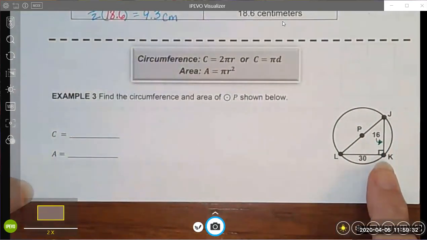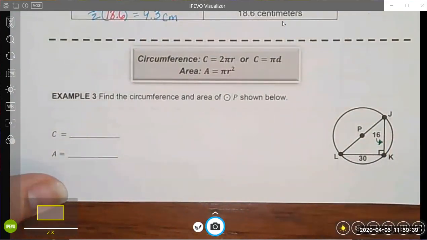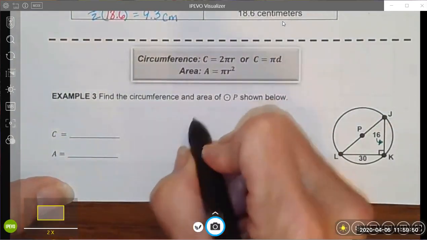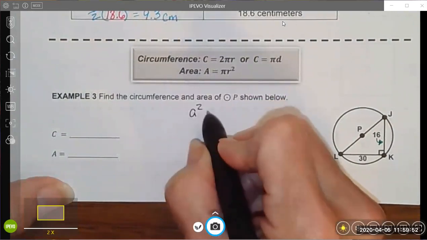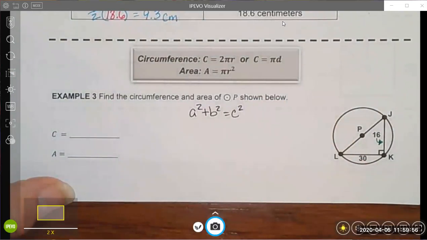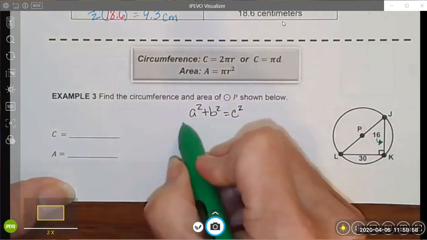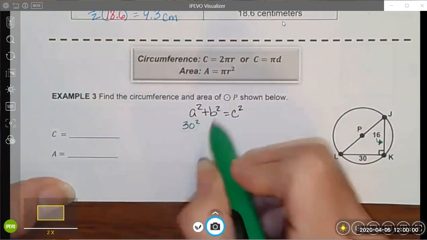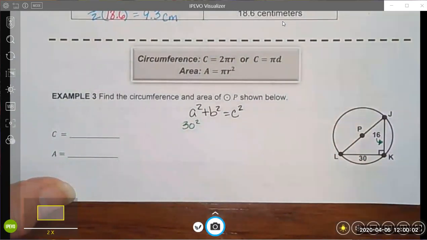I also notice that there's a right angle here. And when given a right angle and the measure of two of its legs, I can use the Pythagorean theorem to find the length of the hypotenuse. The hypotenuse in this circle being the diameter. So I'm going to do that now. I'm going to remember that Pythagorean theorem says a squared plus b squared is equal to c squared. The two legs do not matter what order you write them in.